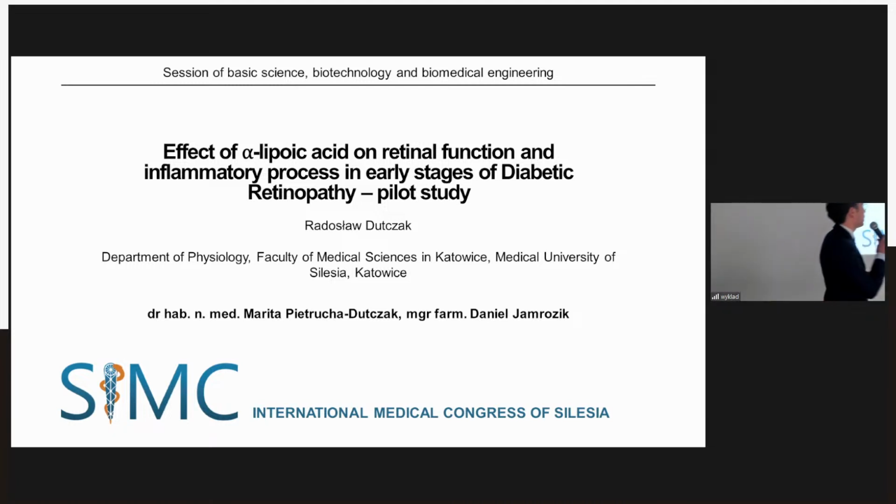Well, because alpha-lipoic acid was tested before in diabetes. And in fact, it was the antioxidant that showed us the best effect in diabetes. So we decided to start from alpha-lipoic acid in diabetic retinopathy.